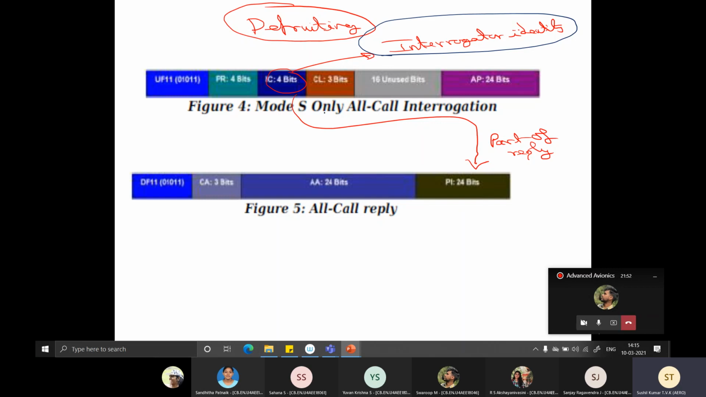So this first figure shows an all call interrogation. In that, one of the fields will give the ground radar's identity, and the same identity will be used for replying. So when you get some reply, say fruiting has happened and you're getting two replies, you will check this particular field in the reply. Only if it matches your own interrogation code will you accept it as a valid reply. Otherwise, you just ignore it.